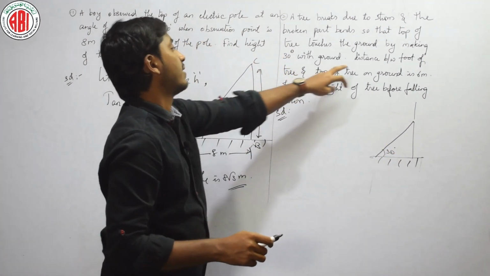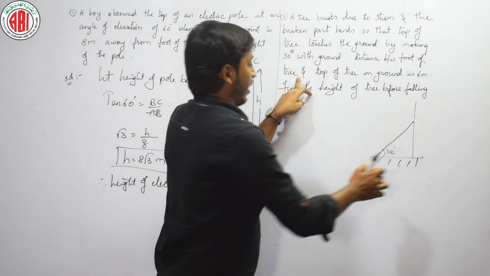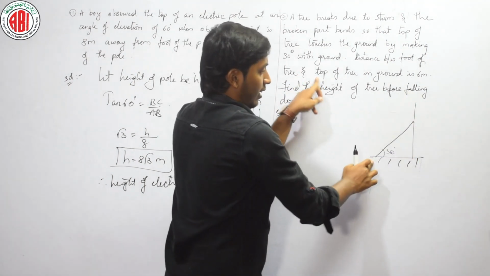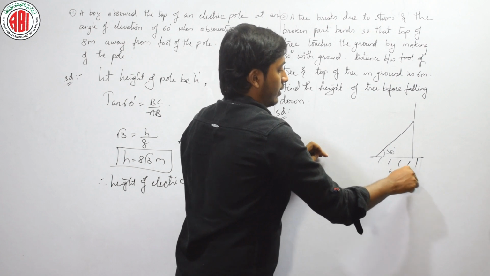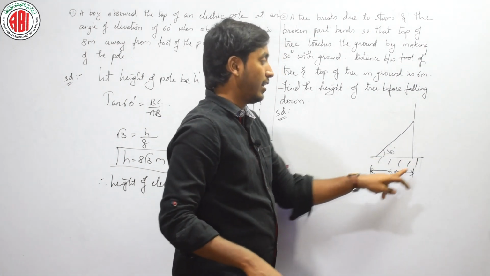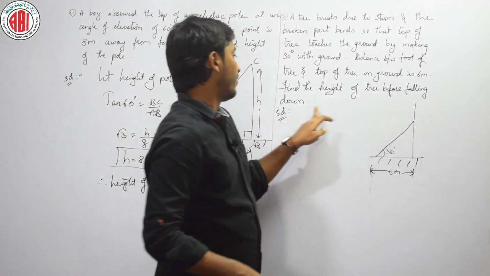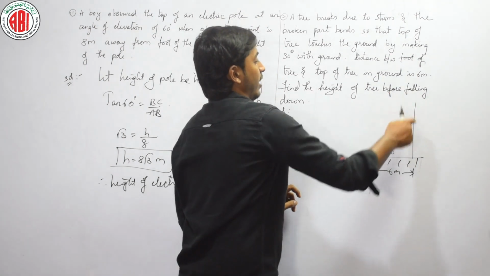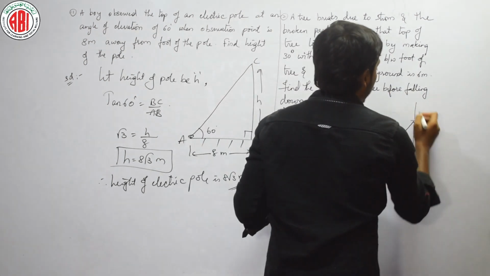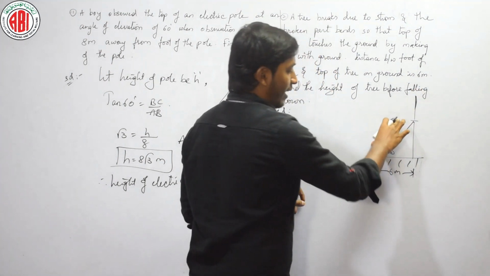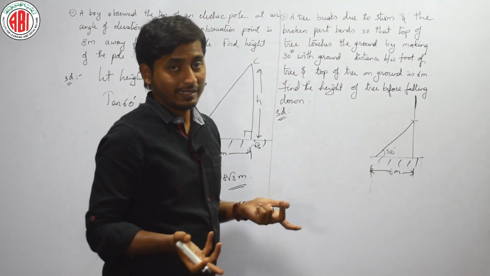Okay. Then next, the distance between the foot of the tree, this is the foot of the tree, and the top of the tree after breaking is 6 meter. Okay. The distance between the top and the foot is 6 meter. Find the height of the tree before falling down. Okay. We have to find this total part. What is this part? This part is nothing but this part, right? Yes or no? Isn't it simple?